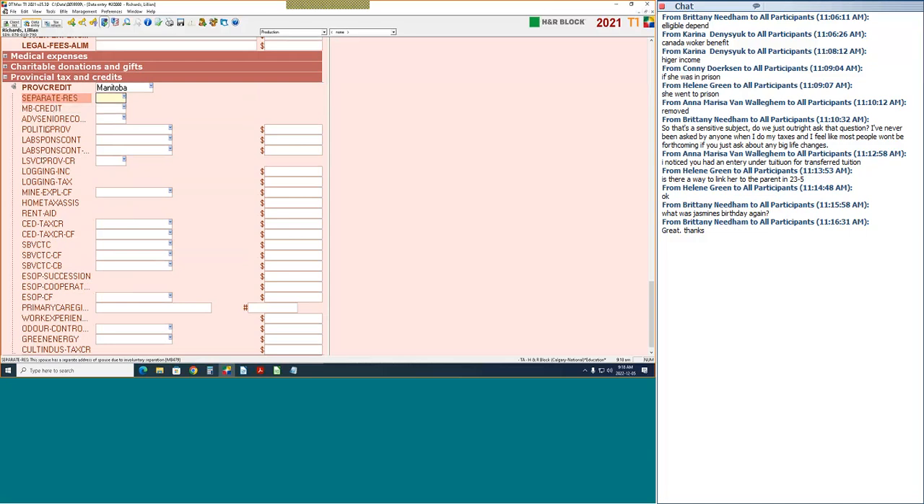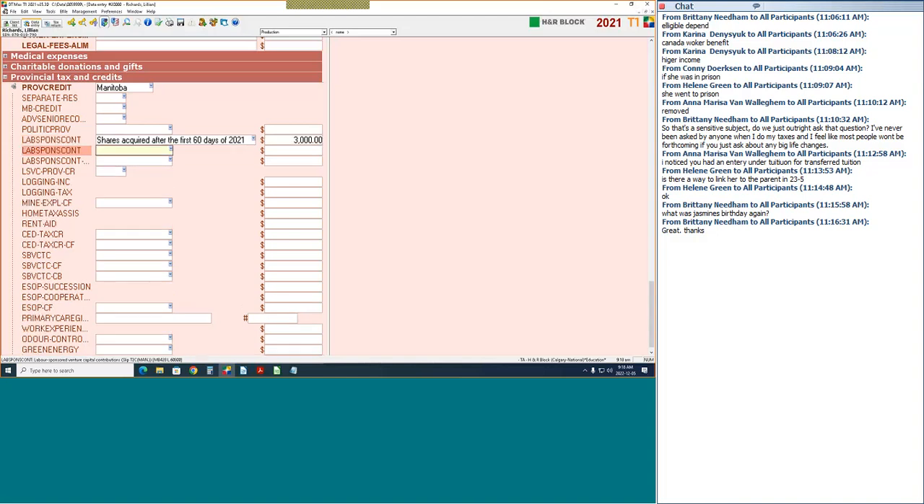I want you to notice that about halfway down, it has labor-sponsored venture capital contributions. So if she had an LSVCC, let's assume she had 3,000. We're going to say, when did she acquire the shares? Within the first 60 days of 2022 or after the first 60 days of 2021. So it's just like RSPs, March to December, and then January, February. Let's assume it was made on July 31st, 2021. So we're going to say shares acquired after the first 60 days. And I'm going to say 3,000.